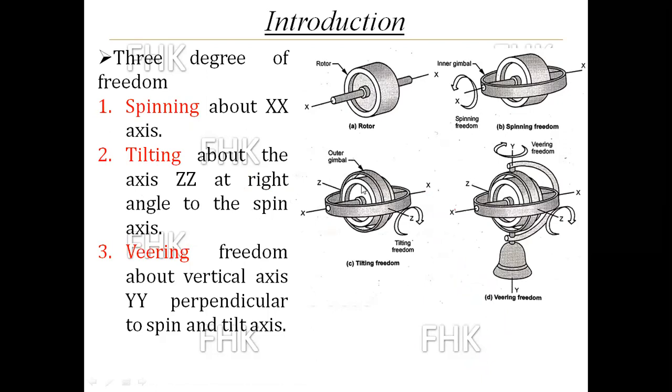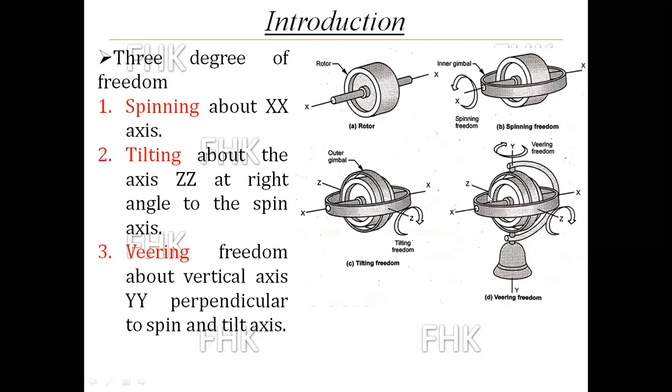Second, this rotor along with the x-axis is tilting along the z-axis, which is in a single plane. It is on the same plane but it is perpendicular to the x-axis. So that rotating axis along ZZ is called a tilting freedom, and that axis is called a tilting axis.